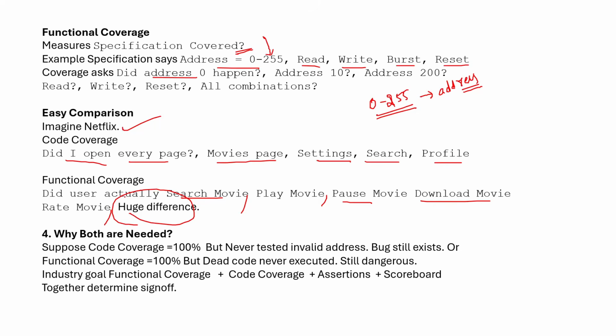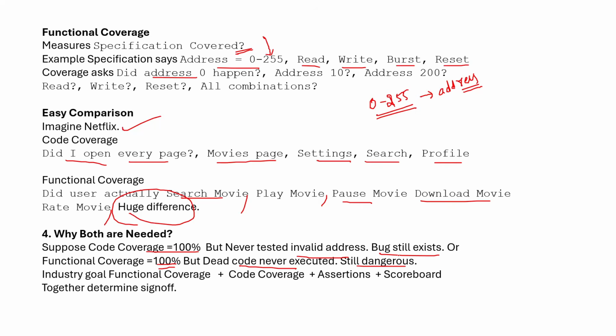Okay, that tells you the functional coverage. Why are both needed? Suppose code coverage is 100%, but you never tested an invalid address, but still there is a bug. Or your functional coverage is 100%, but dead code is not executed, which is still dangerous. Dead code is whatever you are giving that is not executed. Okay, so that gives you the dead code.